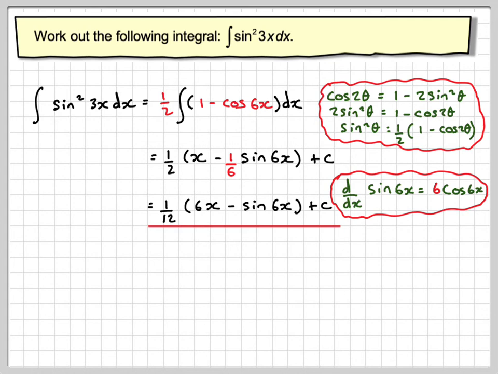Okay, this has been a video to show you how to do the integral of sine squared of a multiple angle. I hope you've understood, and I thank you very much for watching.